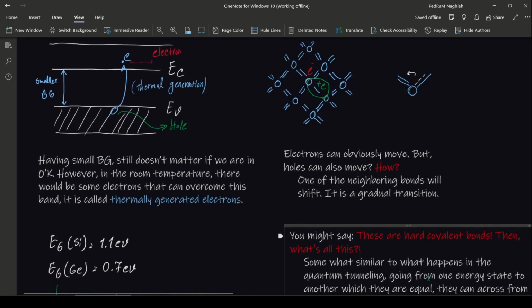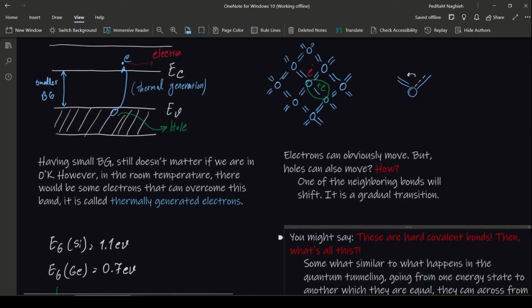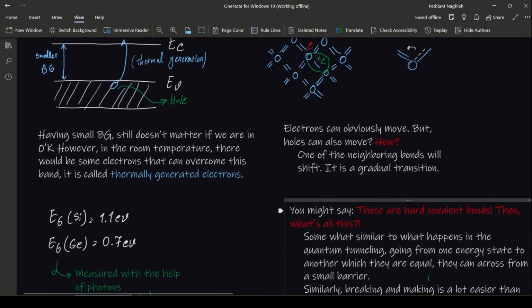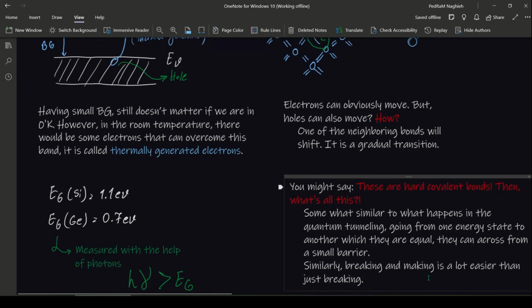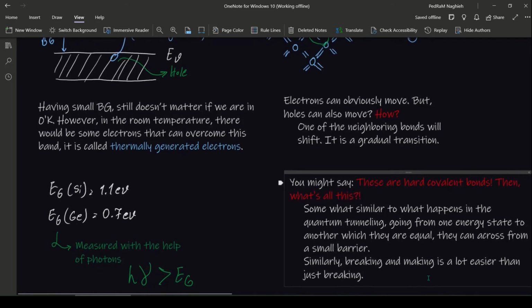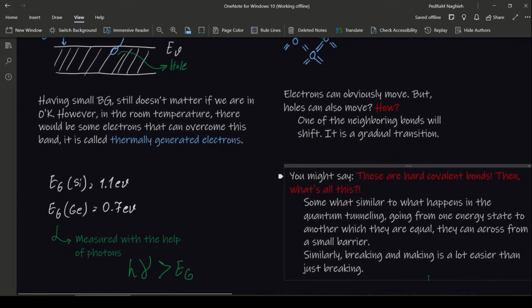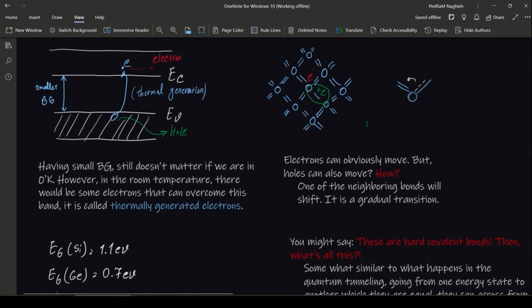Somewhat similar to what happens in quantum tunneling, which you might already be familiar with: going from one energy state to another, which are equal, they can cross a small barrier. Similarly, breaking and making is a lot easier than just breaking, right? So electrons can obviously move freely, but these covalent bonds are breaking and remaking.